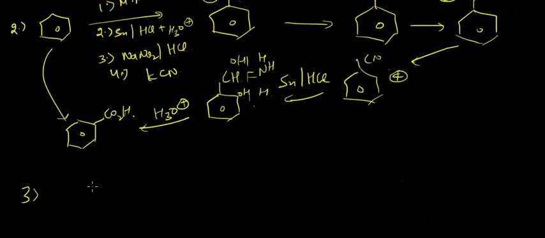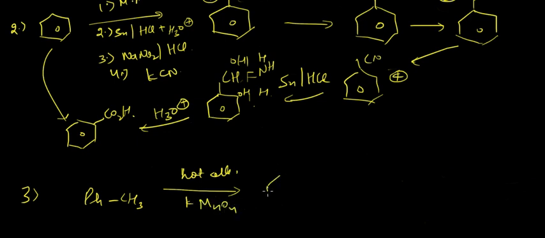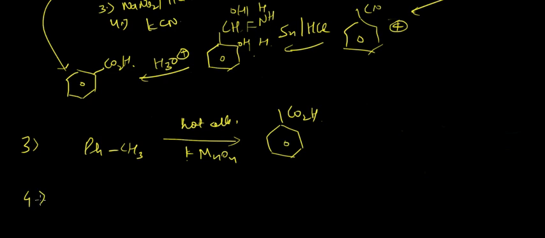Okay, can we guess another way? If we have toluene and we are passing it in presence of hot alkaline KMnO4, then this will also oxidize, as KMnO4 is a very good oxidizing agent. It will oxidize toluene into CO2H. This is another method to convert benzene into carboxylic acid.